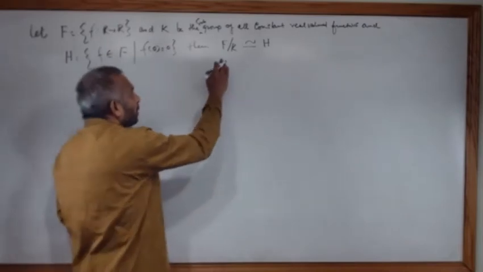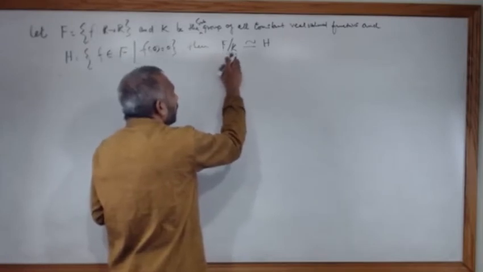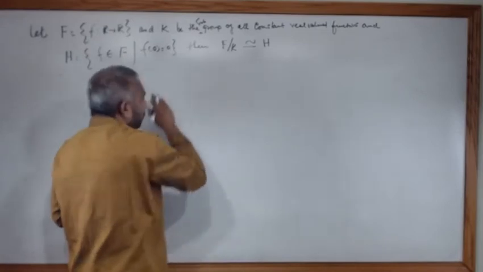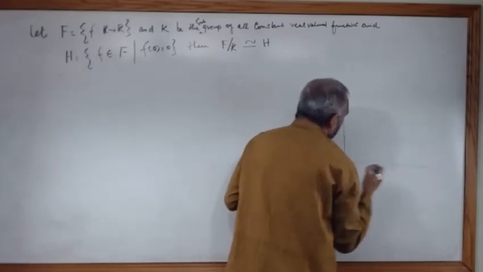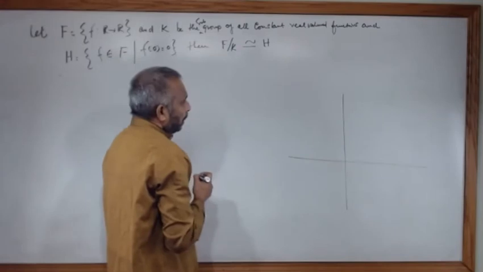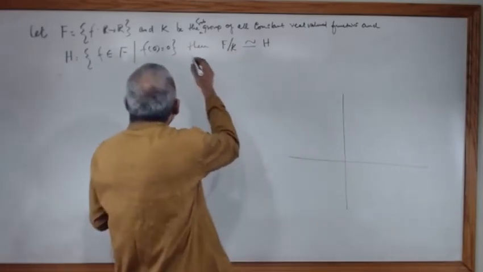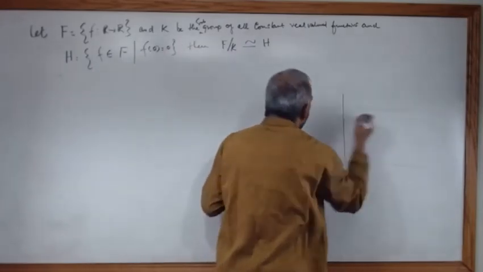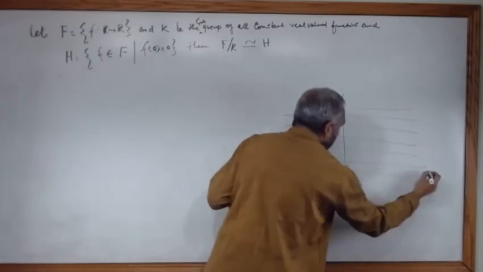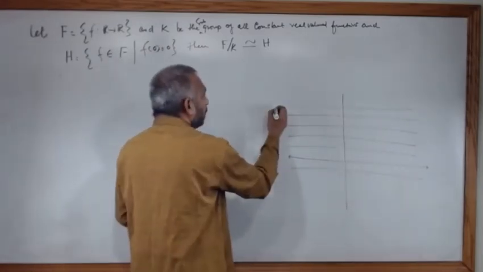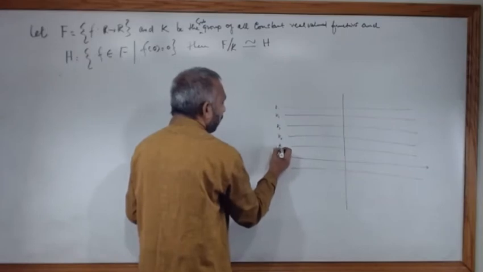What we are going to show is that there is a bijective homomorphism from the factor group to this group. If you see this problem visually, the K's are all like this. These are all K's, horizontal lines. So this is probably K1, K2, K3, K4, K5, etc.